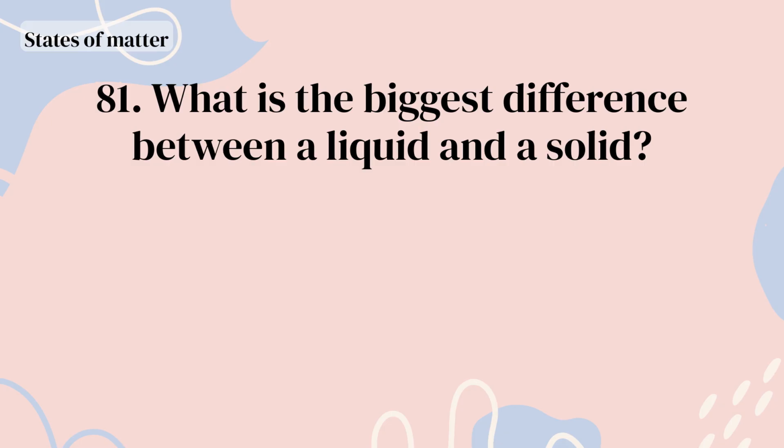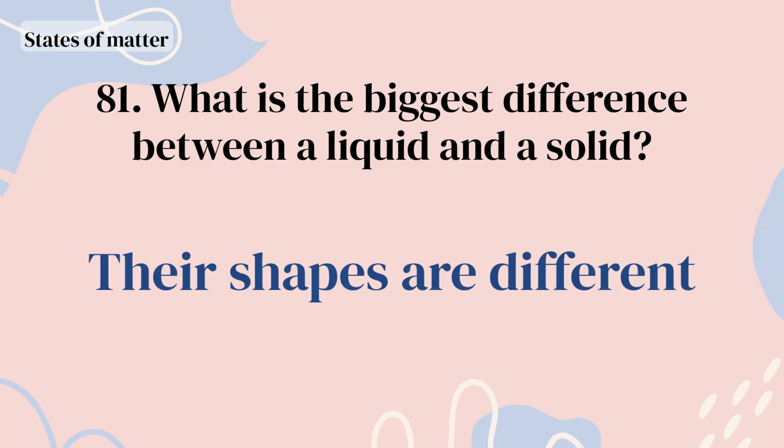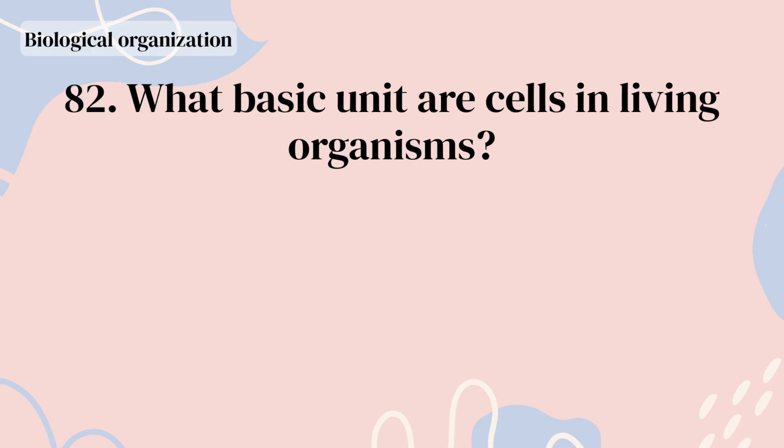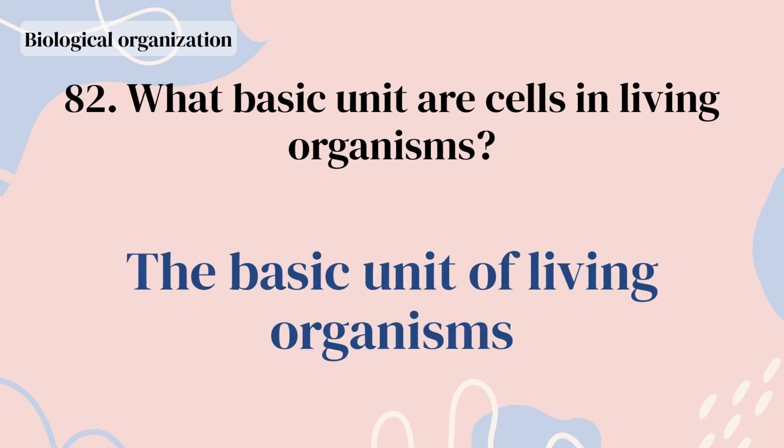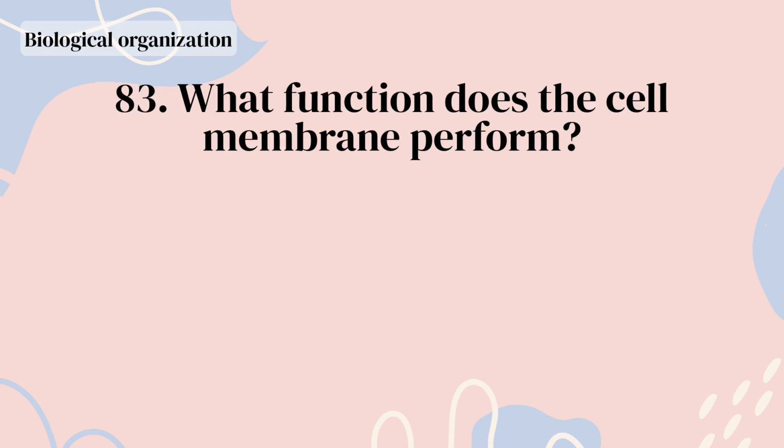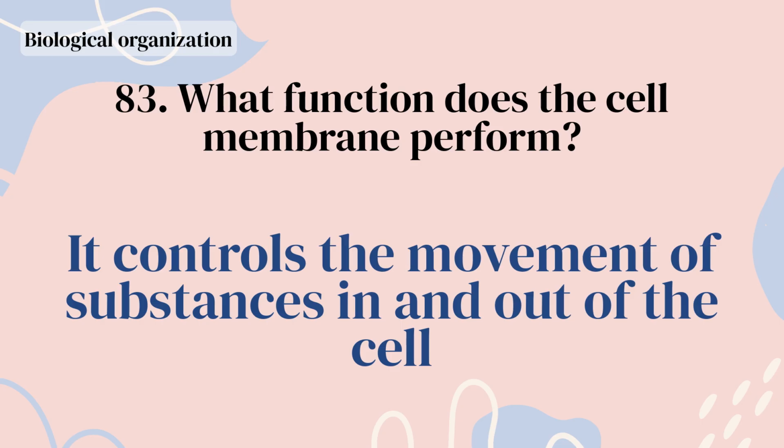Sublimation. What is the biggest difference between a liquid and a solid? Their shapes are different. What basic unit are cells in living organisms? The basic unit of living organisms. What function does the cell membrane perform? It controls the movement of substances in and out of the cell.